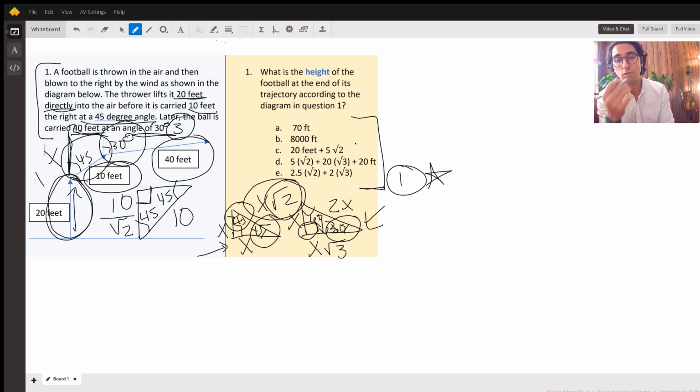Now, take a look at the answers one more time. What's the only one that we see with three terms? Well, D is the only one that has three terms. And it matches our 20 feet, it matches our root 3, and it matches our root 2. So we immediately know this can be the answer.